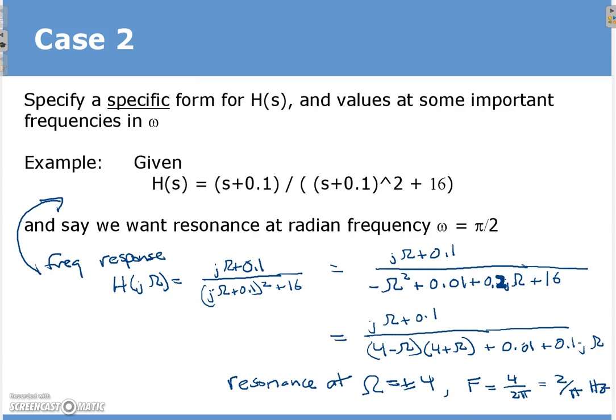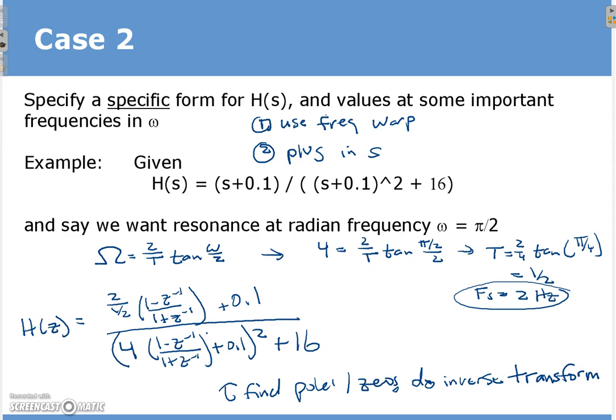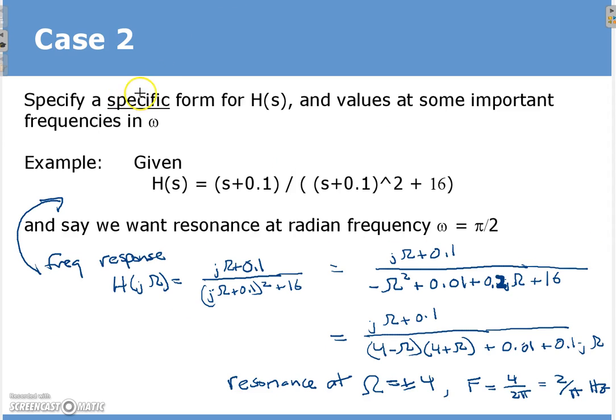Okay, the next case is where we have a specific form for H(s), and we have values at some important frequencies. It's different because it's specific and not general. So here, the specific case would be this. Let's say someone gave us this. We had an analog filter, took the Laplace transform, and this is what it looked like.